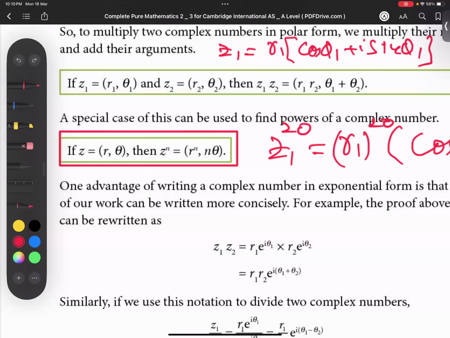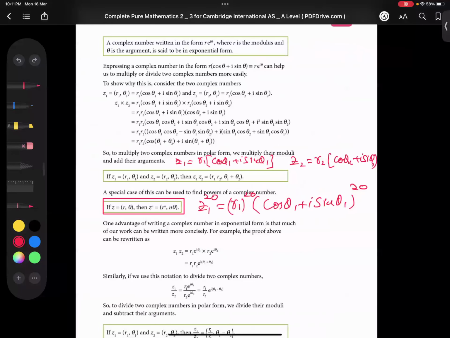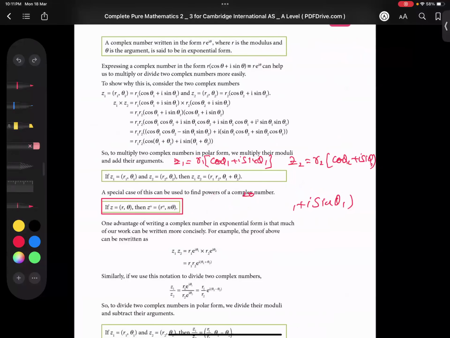That's it. But now let's go for the next part. One rule is clear. The second rule I talk about is whenever two complex numbers are there and they want to multiply.